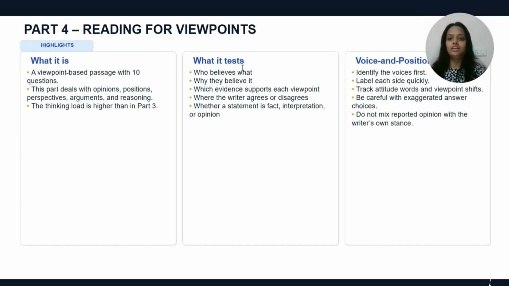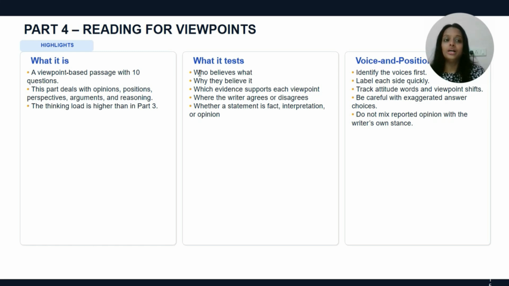Now whenever you do part 4, you cannot just ask, what does this sentence say? You have to ask, whose opinion is this? Is this a fact or a claim? Is the writer neutral or leaning somewhere? What is the purpose of this paragraph in the argument?